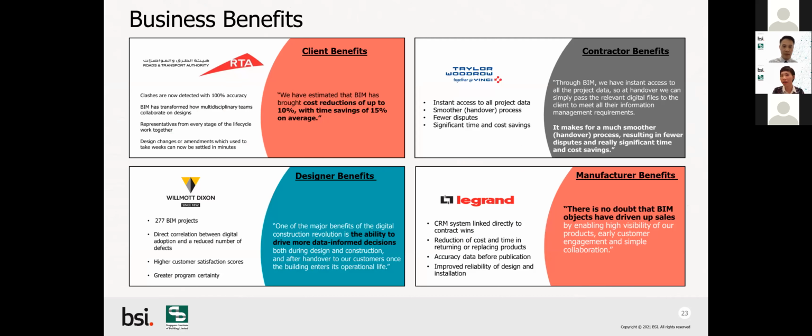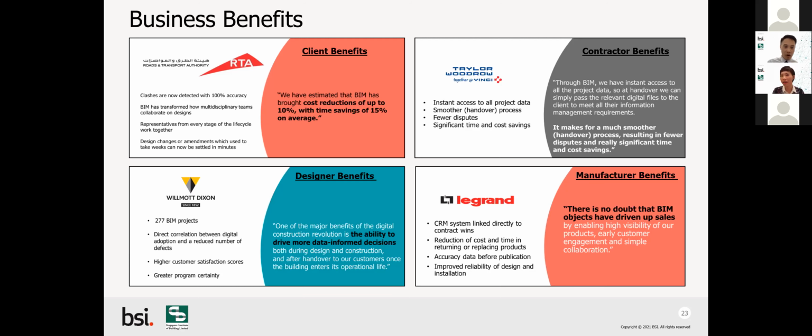Okay, and now we take a look at some of the benefits from using BIM over the years with a few clients that we have talked to. RTA, on the top left-hand corner, is the Roads and Transport Authority in Dubai, and having implemented BIM in their projects, they found that costs were reduced by 10%. And the projects were completed faster, on average by 15%. So there's a cost element and a time element where there were savings.